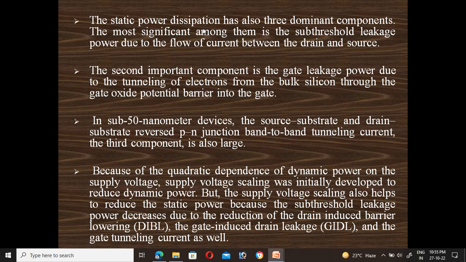Because of the quadratic dependence of the dynamic power on the supply voltage, scaling was initially developed to reduce the dynamic power dissipation. So completely, since there is a quadratic dependence, if we can minimize this supply voltage, obviously we can reduce the overall power dissipation, he says.